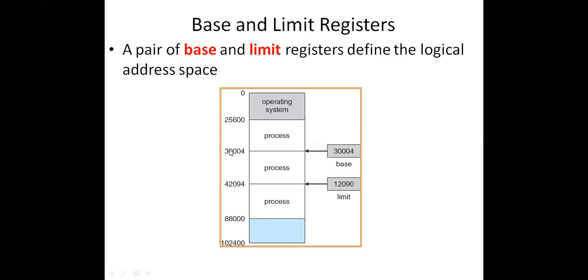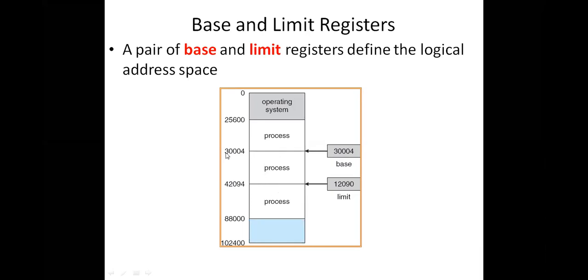2000 is the base address, 1000 is the limit address. Right. Why? Because I already told you the process starts at 2000 location. The starting address will be kept in the base register. And next, what about the limit? 3000 is the ending address. So 3000 minus 2000 gives us 1000. That is the size, and we need to keep it in the limit register.